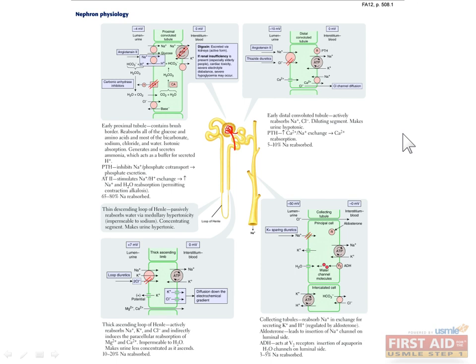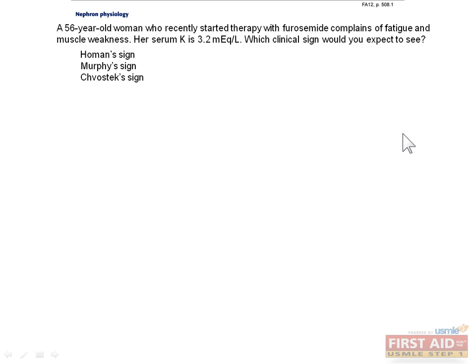Ready? A 56-year-old woman who recently started therapy with furosemide complains of fatigue and muscle weakness. Her serum potassium is 3.2. Which clinical sign would you expect to see? Hohmann sign, Murphy's sign, or Chvostek's sign? This is a tough one. Even though you might have memorized what each of these signs are, you really need to understand how the nephron works in order to understand this question.